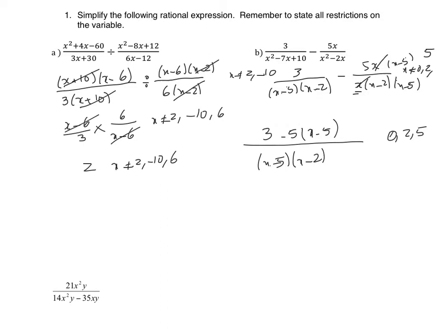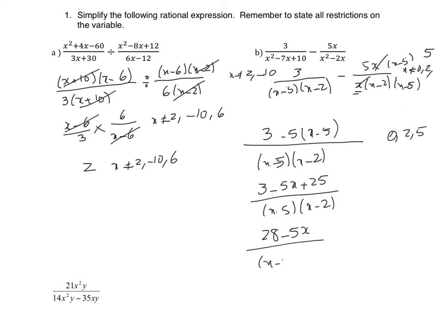Now if I simplify the numerator, I'm going to get 3 minus 5x plus 25 divided by x minus 5 times x minus 2. Now 3 plus 25 gives me 28 minus 5x over x minus 5, x minus 2, and x cannot be equal to 0, 2, and 5.